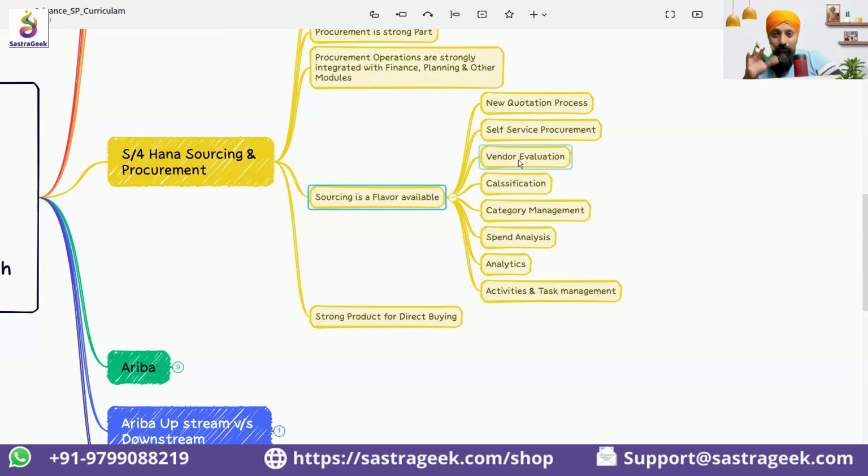Ariba is a separate product. Just to make sure that when you learn Ariba, you know that S/4HANA also exists, and sourcing and procurement also exists there. So you know the difference between both of them. That is why we are doing today's session.